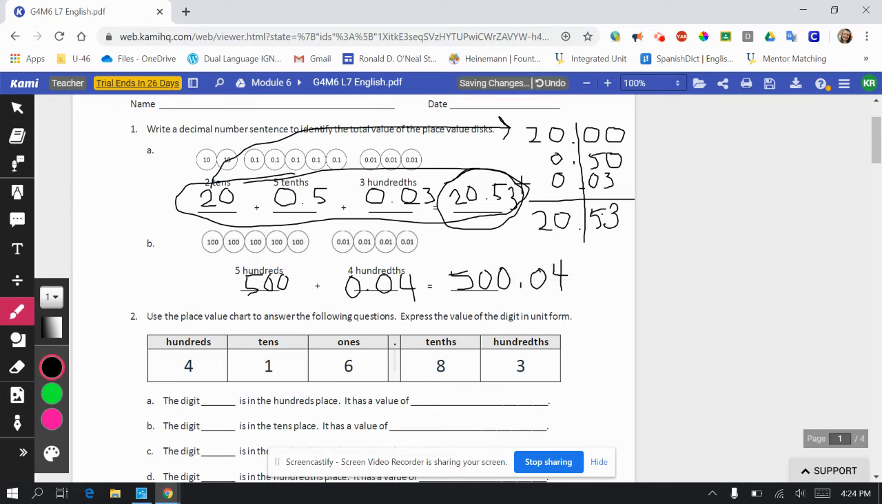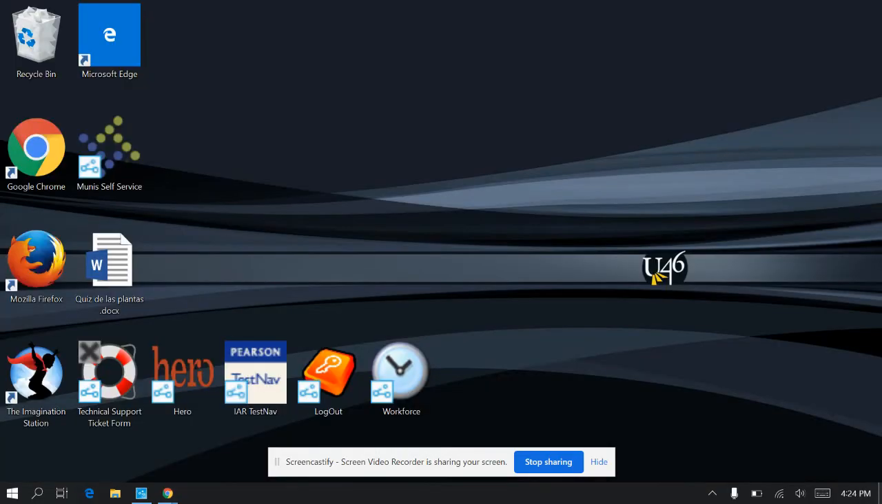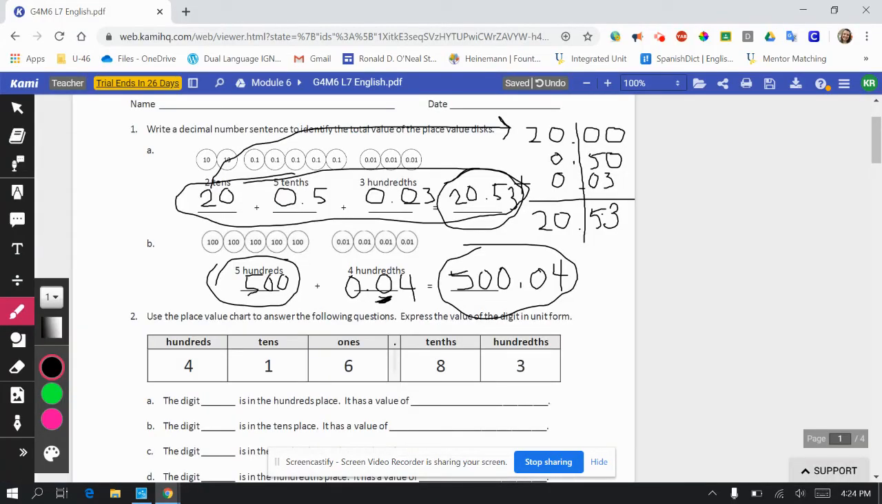All right, letter B involved lots of placeholders. So 500 plus 4 hundredths. You will need 5 hundredths, I think is pretty simple. Maybe the 4 hundredths is more complicated, but it's that 0 in the tenths place that is a placeholder. That is what keeps your answer then as 500.04.